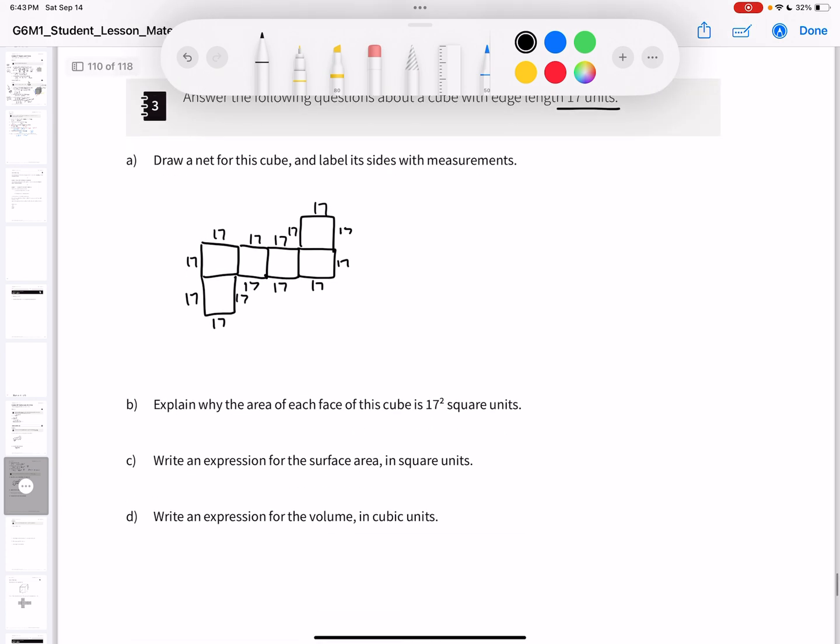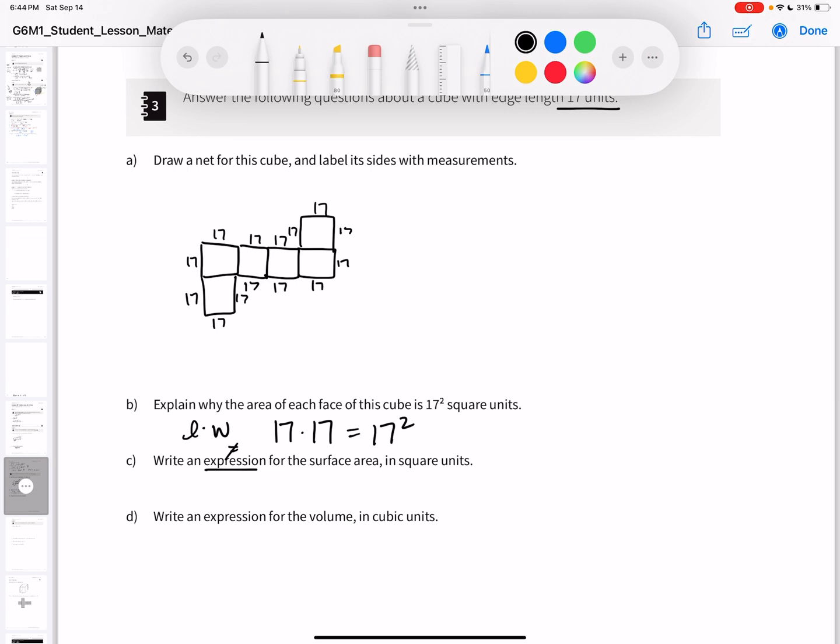Okay. Explain why the area of each face of this cube is 17 squared units. Well, because we're doing length times width, and in this case, that's 17 times 17. When you have 2 copies of 17, it equals 17 squared, right? So that's why. Write an expression, which does not have an equal sign, so no equal sign, for the surface area.